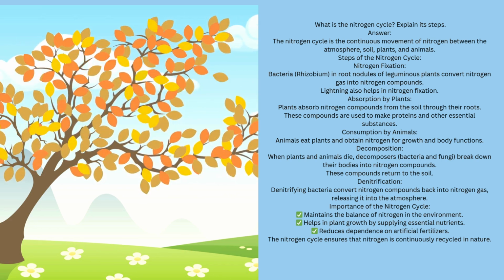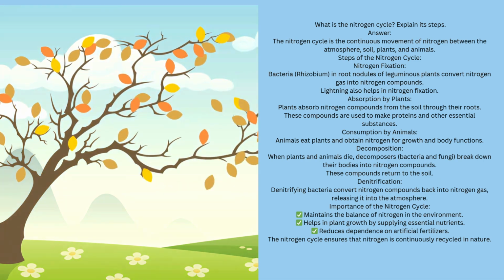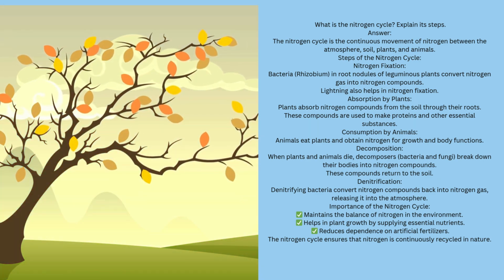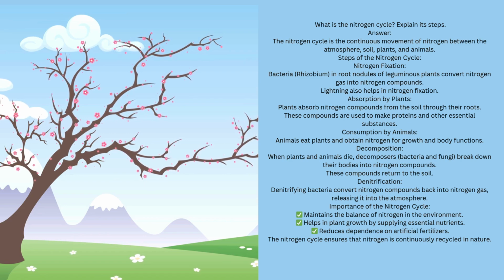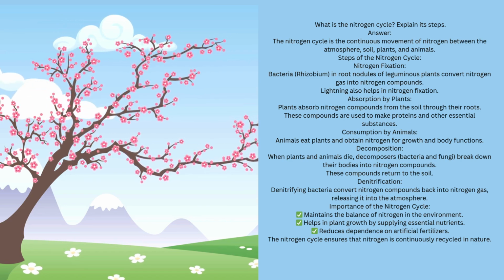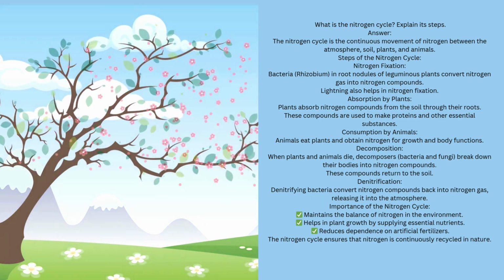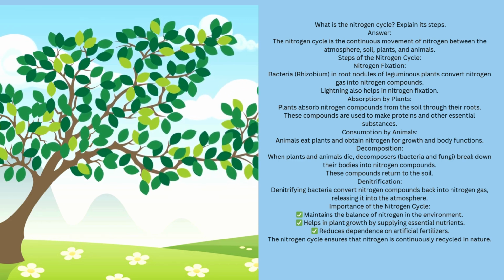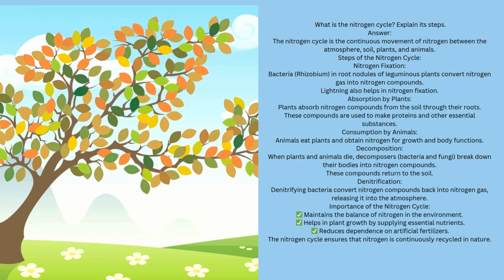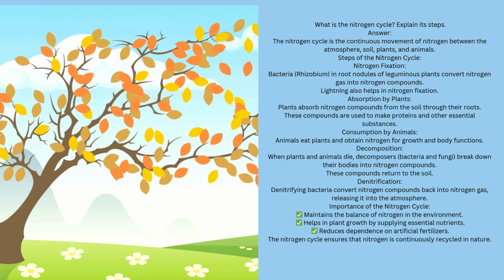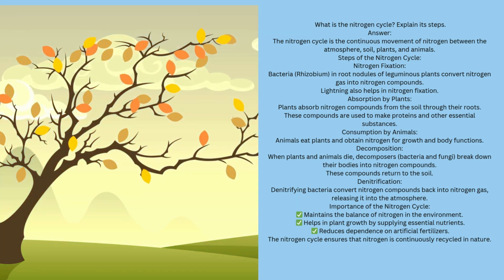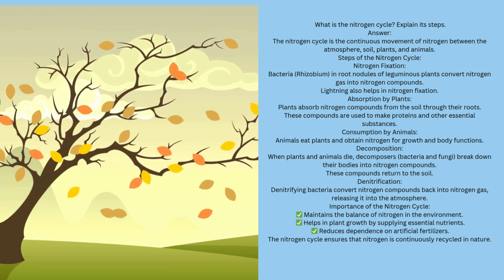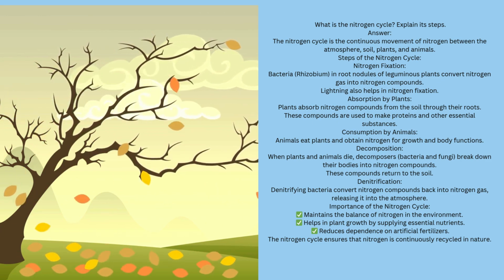When animals and plants die, decomposers break down their bodies into nitrogen compounds, and these compounds return again to the soil. So in a way, they maintain the balance of nitrogen in the environment, help in plants' growth by supplying essential nutrients, and reduce the dependence on artificial fertilizers also. So the nitrogen cycle ensures that nitrogen is continuously recycled in nature.